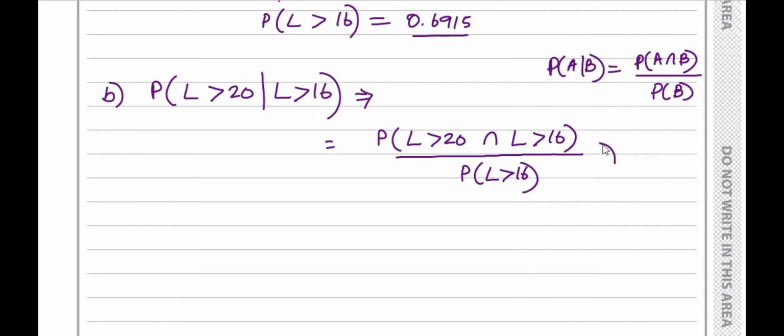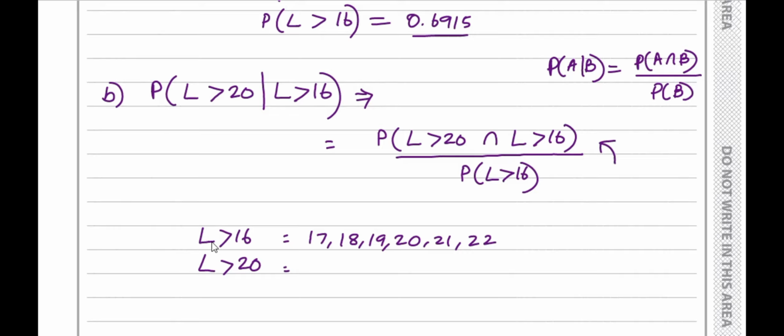This part has been confusing to many students. Therefore, let me explain this to you. This intersection actually means both these criteria have to be satisfied. That means L has to be greater than 16 and L has to be greater than 20. What is that eventuality? Let's look at examples of L being greater than 16. It should be 17, 18, 19, 20, and so on. And what is greater than 20? Let me put 21 and 22 also here.